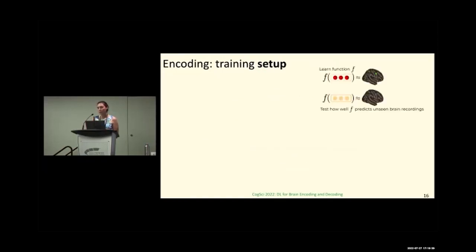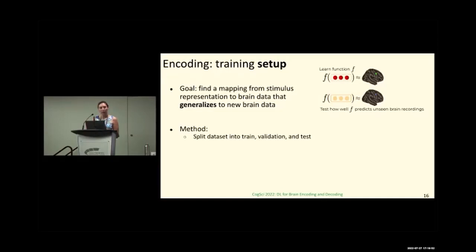So let's get started with this training setup. Here, our goal again is to find a mapping from the stimulus representation to brain data that generalizes to new brain data that we haven't seen before. The method is to split the data set, and this is very important, into three different data sets: a training data set, a validation data set, and a test data set. We employ cross-validation to select the model parameters, or the weights in this model, based on this validation set.